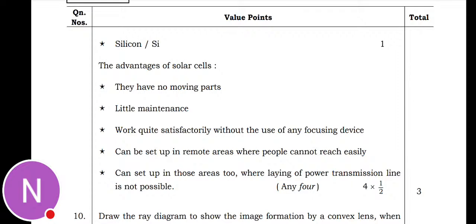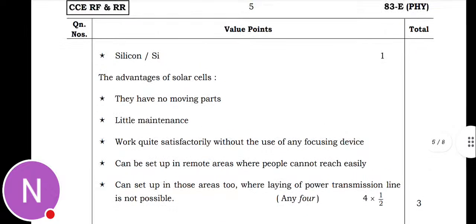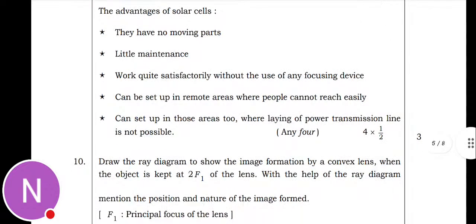It works easily. It can be set up in remote areas where people cannot reach easily. At that place it can be placed. It can be set up in those areas too where laying of power transmission line is not possible, where the wires for current cannot be placed. At that place also you can use it. So 1 mark for silicon and half mark for each point. So totally 2 marks plus 1, 3 marks you'll get.